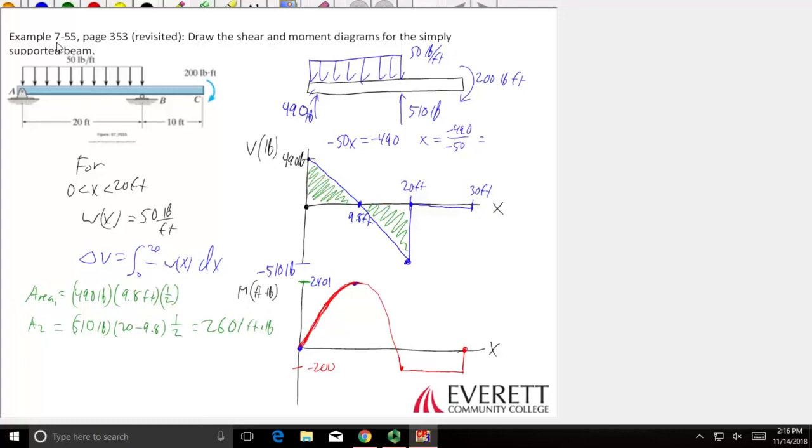Okay? This is going to be 20 feet here. This is going to be 9.8 feet. Notice how powerful this is. We were able to create the shear and bending moment diagrams for that beam without even doing calculations. We found a couple areas and stuff.